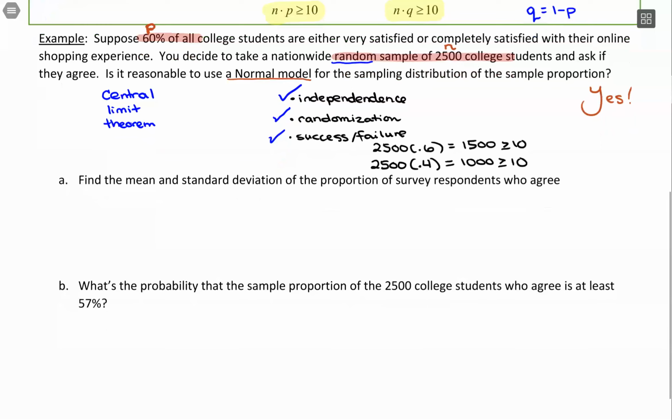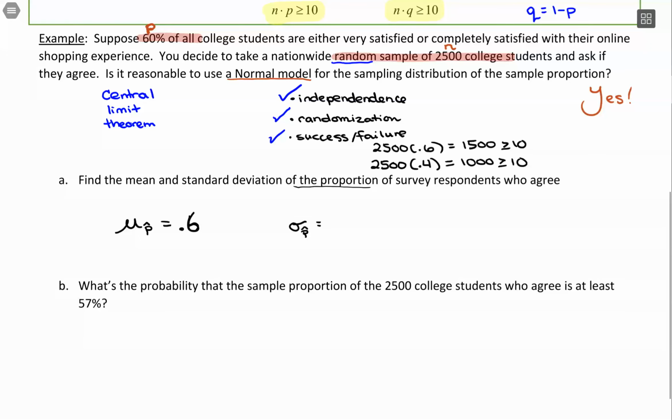So find the mean and standard deviation of the proportion of survey respondents who agree. So mean and standard deviation of the proportion. So that notation comes through as mean of the proportion, standard deviation of the proportion. So mean of the proportion, there's no work to do here. All you have to do is copy down that population proportion, which was 60%. And then we'll want to use the decimal form here in the calculations, so that'll be 0.6.